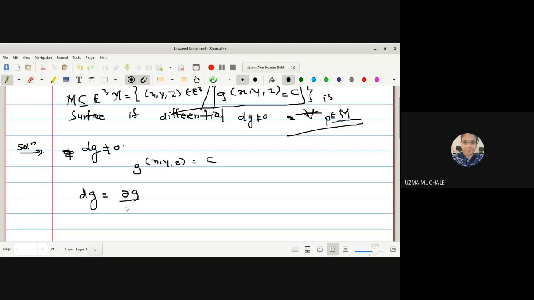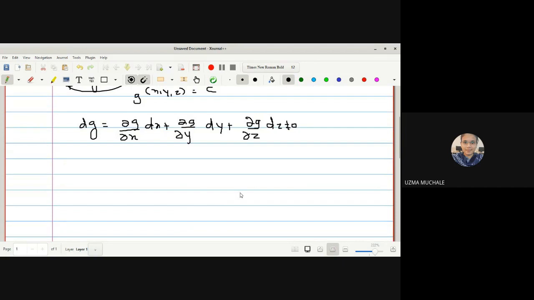So I can write this as dou g by dou x, dx plus dou g by dou y, dy plus dou g by dou z, dz, which is not equal to 0, since it is given that dg is not equal to 0, right? Now this dg is not equal to 0, it means that all are not equal to 0 simultaneously. What do you mean by that? Yes, ma'am.